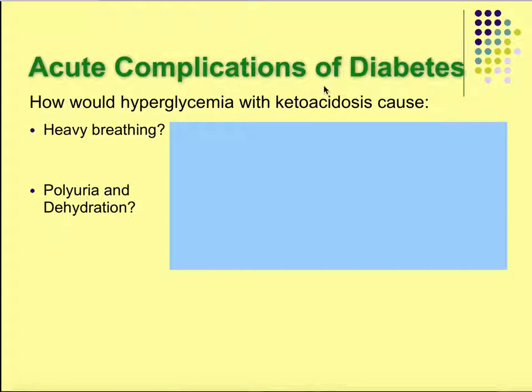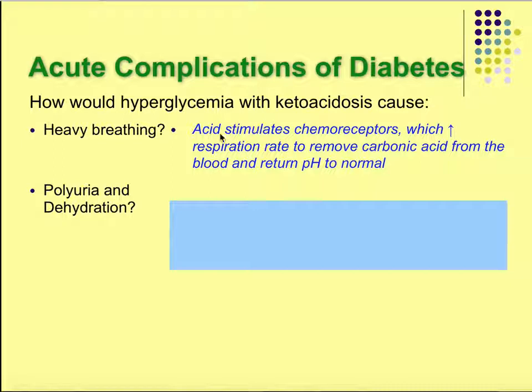So what about some complications related to diabetes? So we've talked about this. How would hyperglycemia with ketoacidosis cause heavy breathing? So we know we have hyperglycemia with diabetes, a lot of glucose in the blood, and it's not getting into our tissues like our brain, so our liver will make keto acids. So why would that cause heavy breathing? Because we talked about acidosis. So with too many acids, one of the ways we correct for that is through our respiratory system and to breathe out CO2, because CO2 in our body is like having acids in our body. So the acid will stimulate chemoreceptors that'll increase our respiratory rate to try to get rid of carbonic acid from the blood, which will then help return our blood pH to normal.